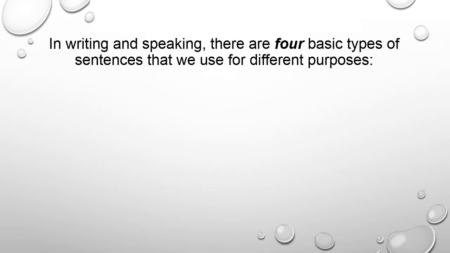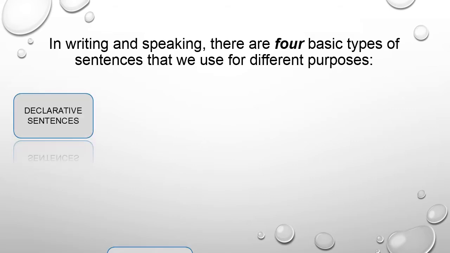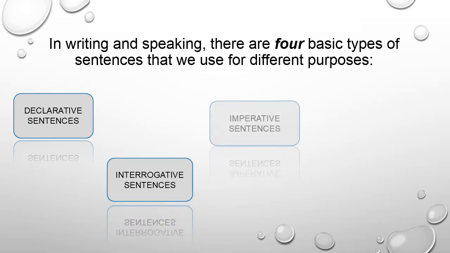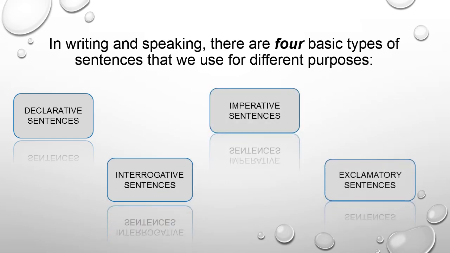In writing and speaking, there are four basic types of sentences that we use for different purposes. Yes or no? We have four basic types of sentences. Declarative sentences, interrogative sentences, imperative sentences, exclamatory sentences. These are the four basic types of sentences that we use for different purposes in our life in English. When we talk, when we write, we use these types of sentences. So let's understand each of these different types of sentences.